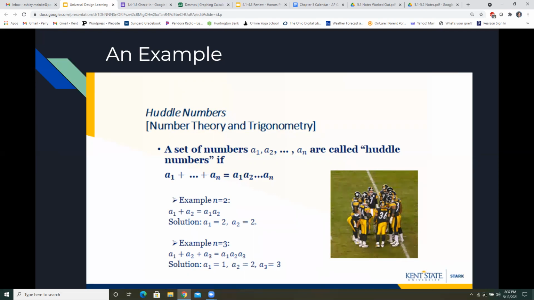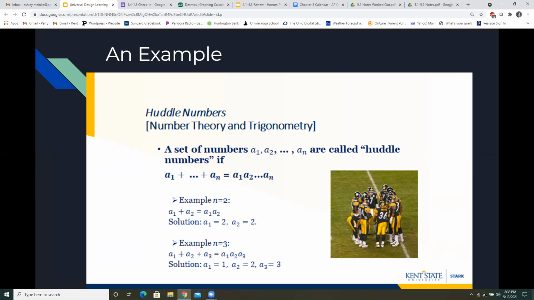And when the game begins, all of a sudden, the players are dispersed, and you have a sum. So you're asking, when is the huddle going to be effectively doing the same thing as the sum? For example, when n is 2, for two numbers, a1 plus a2 equals a1 times a2, there's a simple solution. Take the numbers 2 and 2.